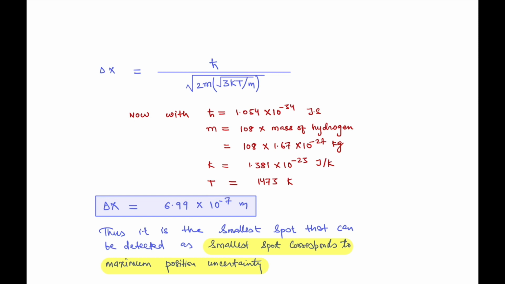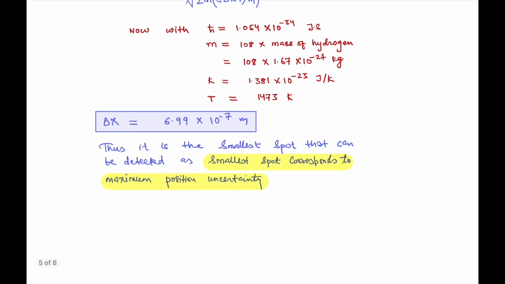Now each and everything here is a constant, and the mass is obviously 108 times the mass of hydrogen. That is the case of the silver atom. Everything you will get in the examination hall. We are not required to even remember this, they give it to us. K is Boltzmann constant, T is the temperature in Kelvin, and now we got that delta x is 6.99 multiplied by 10 to the power minus 7 meter. So this is the smallest spot that can be detected, which corresponds to the maximum position uncertainty. So this is the diameter of that.